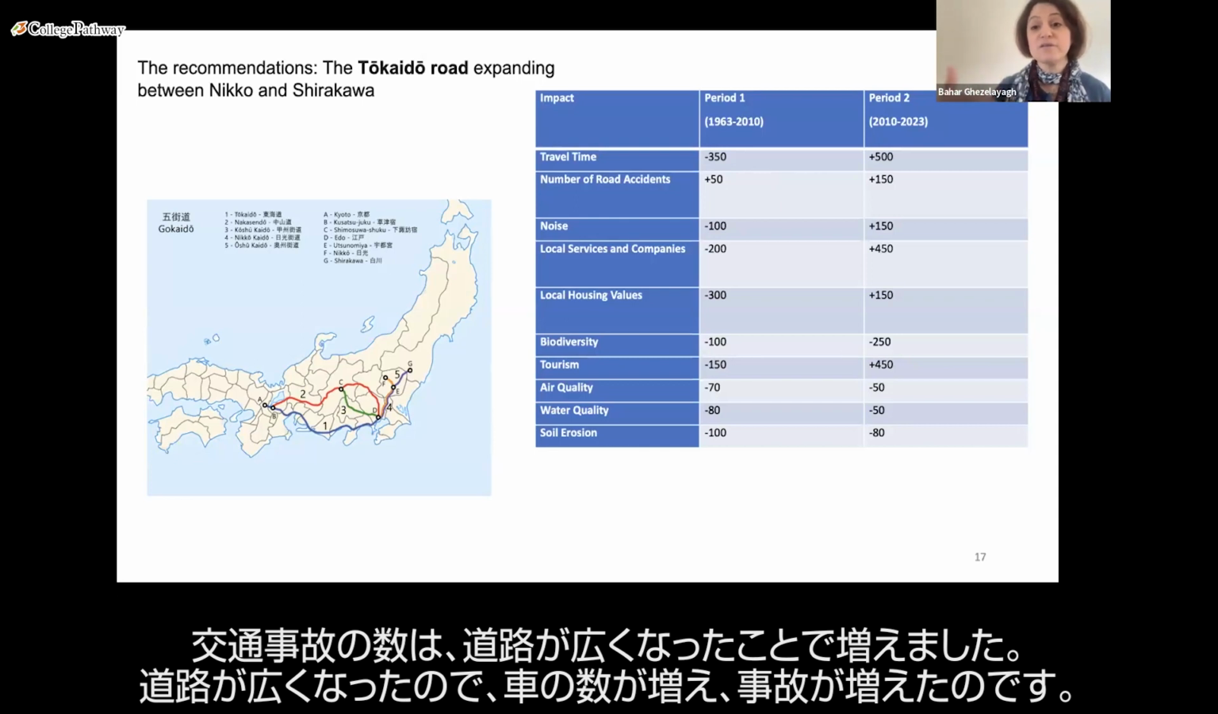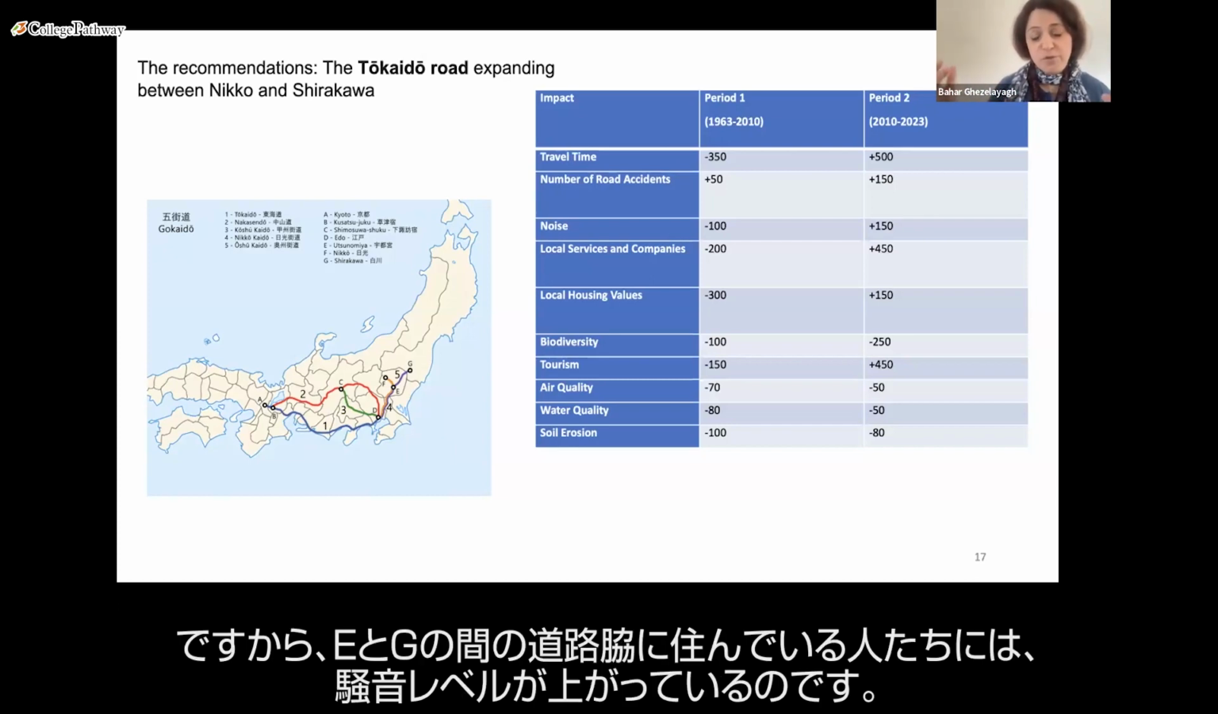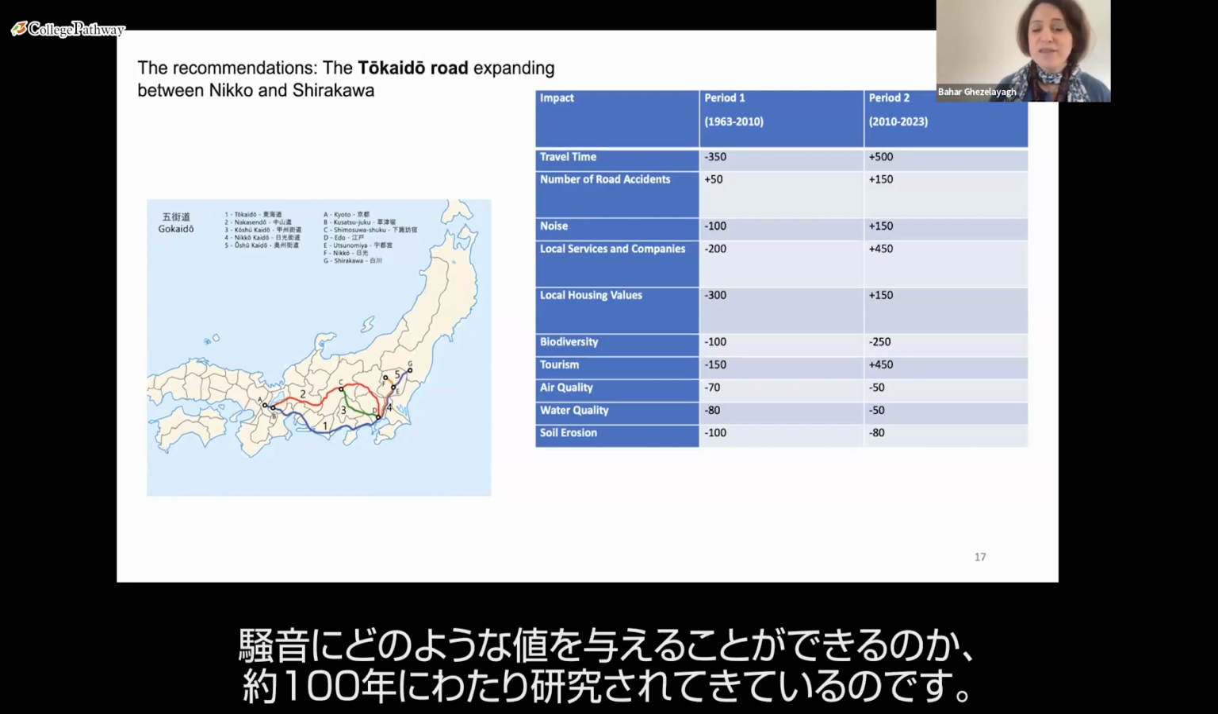Number of road accidents have increased because the road is bigger now. The road is wider, so there will be more cars, so more accidents. Noise, you can see the noise has increased. So people who are living around between E and G on the sides of the roads, noise levels have gone up for them. And coming up with a value for noise, that's not very easy. There is about 100 years of people studying to understand what value can we give to noise.